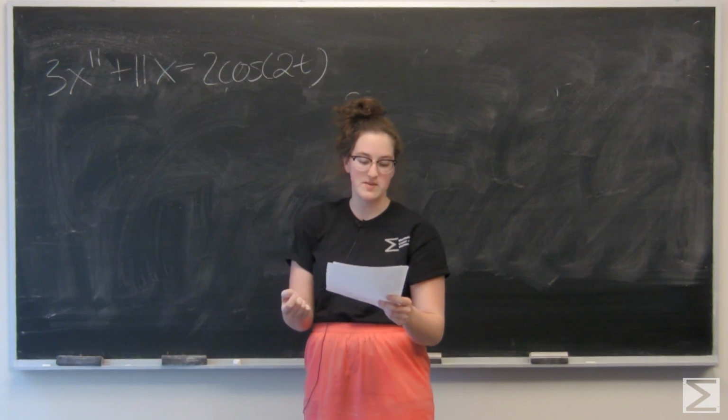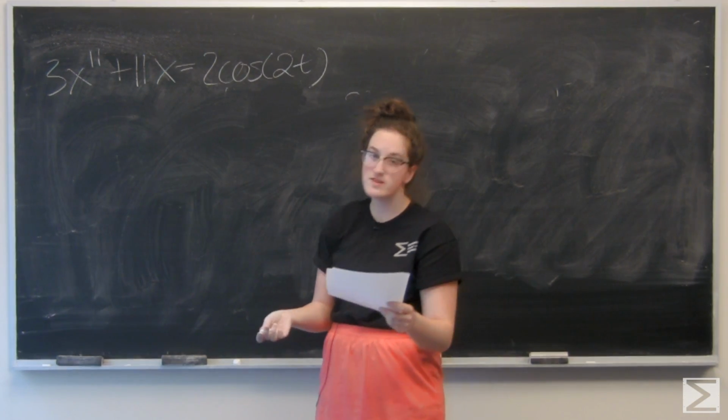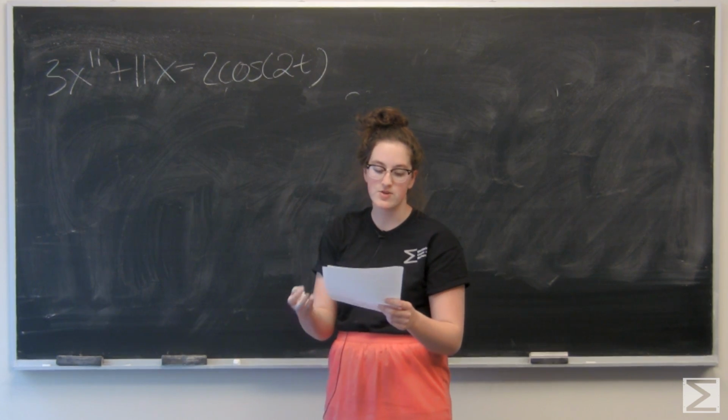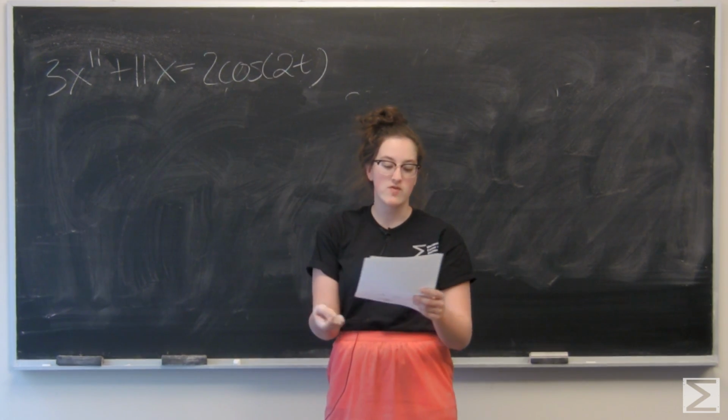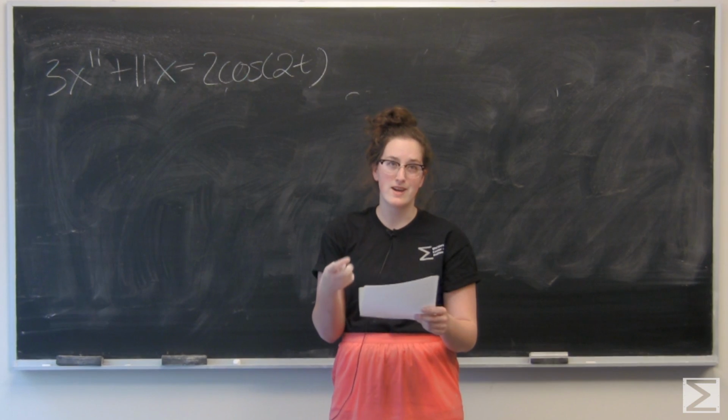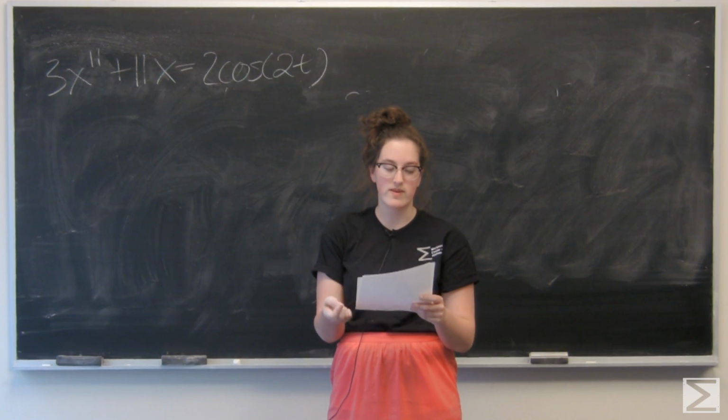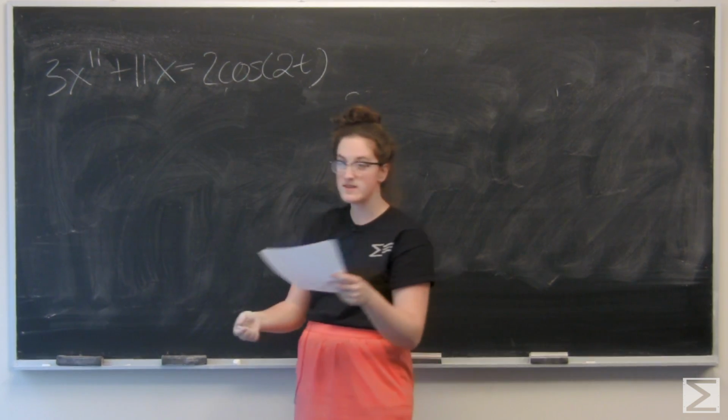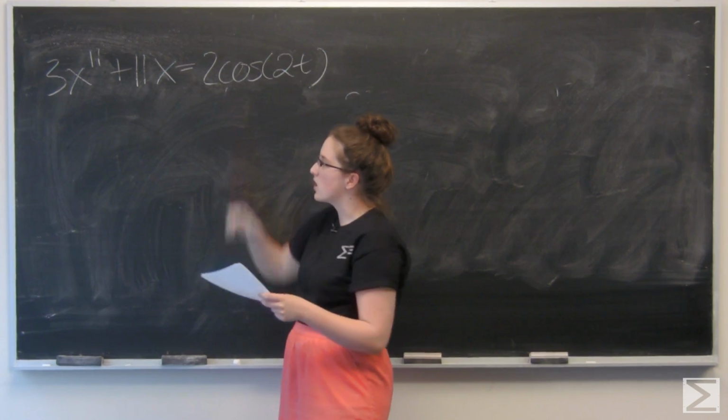This question asks us to identify the natural and forcing frequencies, omega naught and omega, and determine whether resonance occurs. If resonance does not occur, but omega naught is approximately equal to omega, we want to find the amplitude and frequency of the beats. We're given this second order equation to work off of.